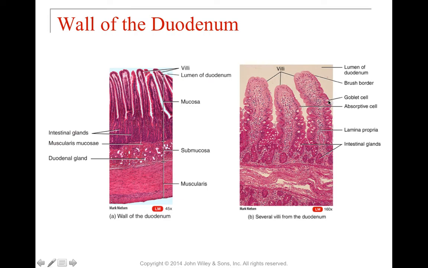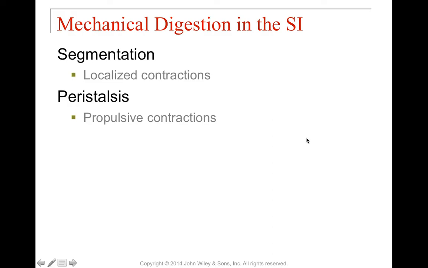We also have the specialized goblet cells, which are secreting cells. And then again, this is the lamina propria, which is found inside here. These are the intestinal glands, which are going to secrete the intestinal juices.